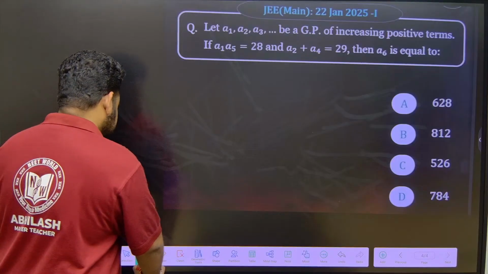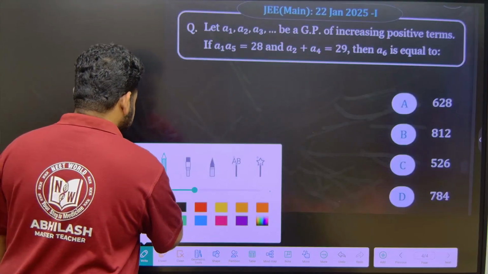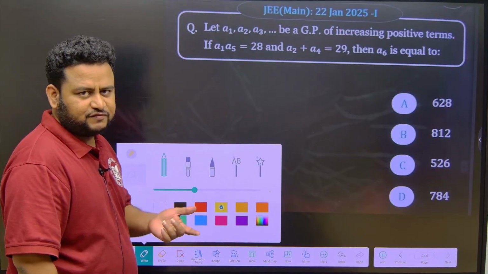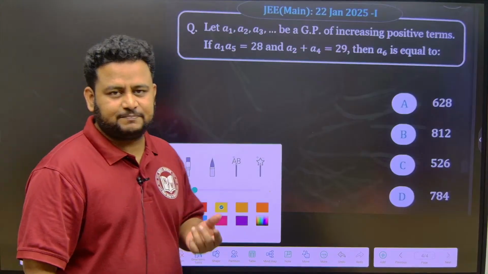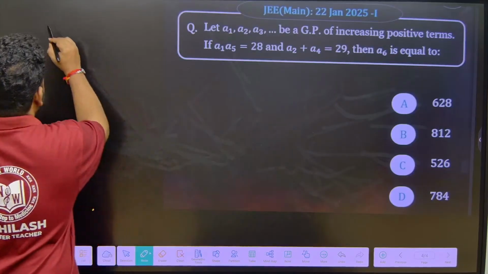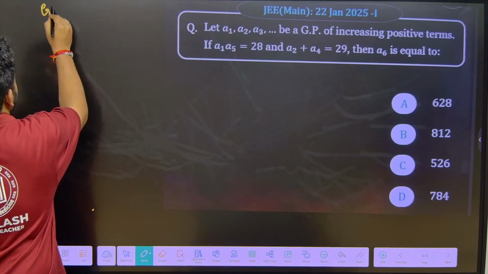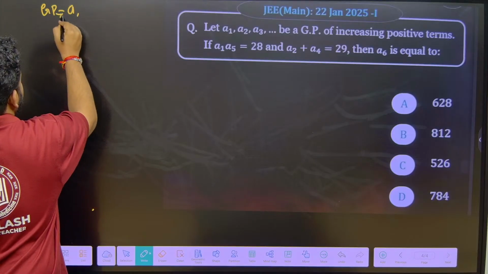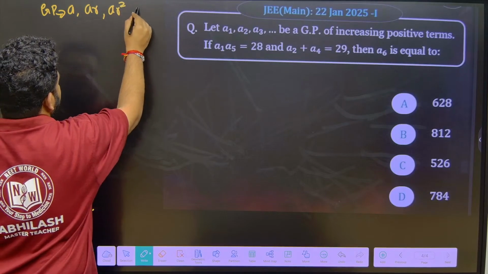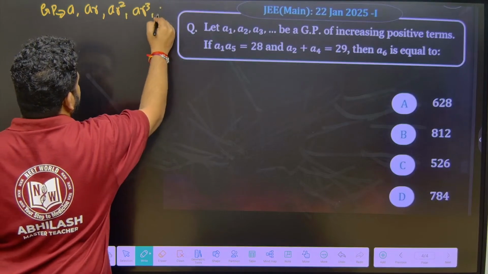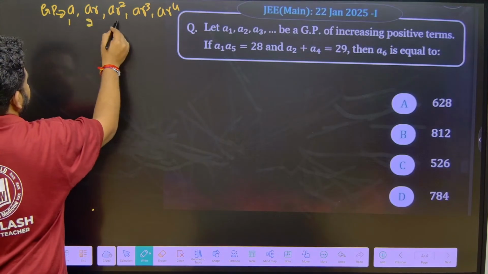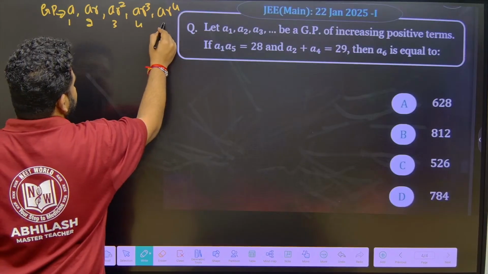First of all, let me tell you some little basics about geometric progression. We know that in AP we focus on A and D, the first term and common difference. In GP it is similar: we focus on the first term A and the common ratio R. GP is written as A, AR, AR square, AR cube, AR to the power 4, and so on. This is the first term, second term, third term, fourth term, fifth term.